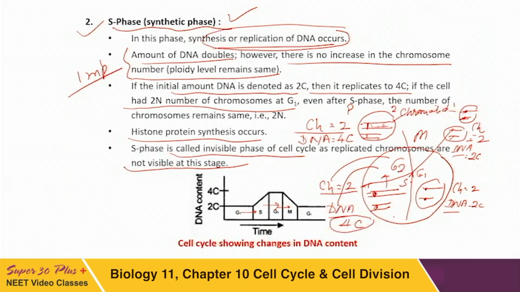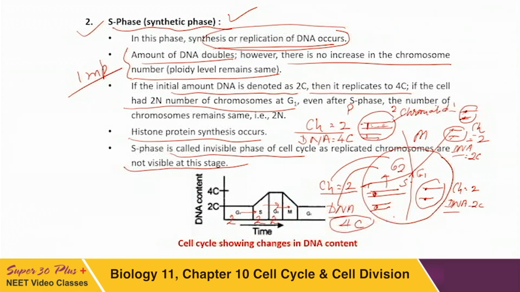Let this be the number of chromosomes. Can you tell me? For example, we have taken 2 as the number of chromosomes in G1. Sorry, G1 is this one. The number of chromosomes in G1 is 2. In S also, the number of chromosomes will remain 2. In G2 also, the number of chromosomes will remain 2. And in M also, the number of chromosomes will remain 2.